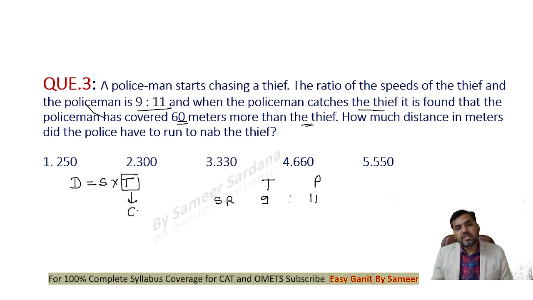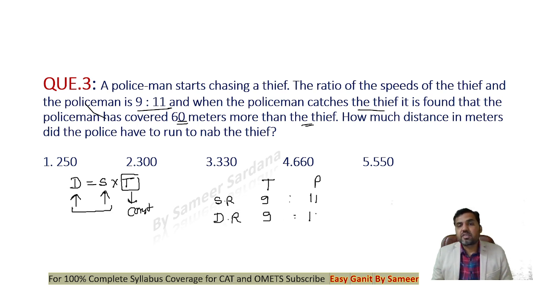Now you see that if time is constant, then distance and speed will be directly proportional to each other, right? If distance goes up, speed goes up. That means distance and speed will be directly proportional to each other. Distance ratio and speed ratio will be the same. Speed ratio is 9:11, then distance ratio will also be 9:11.